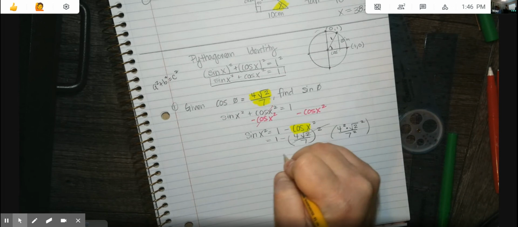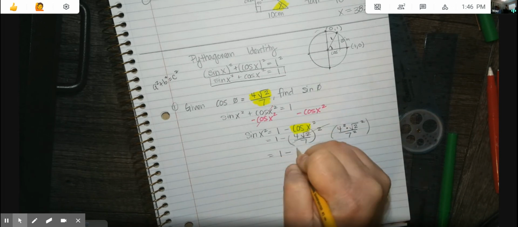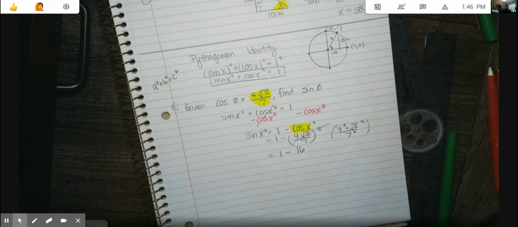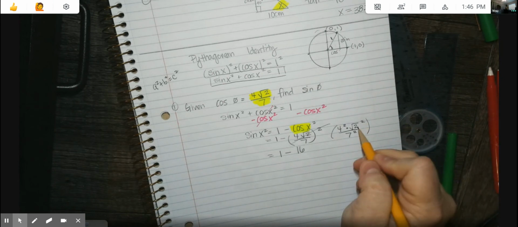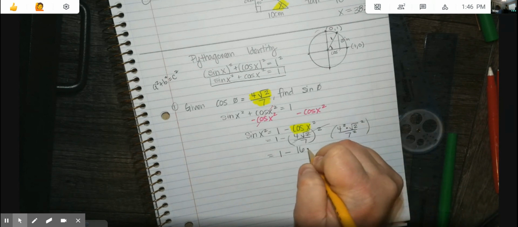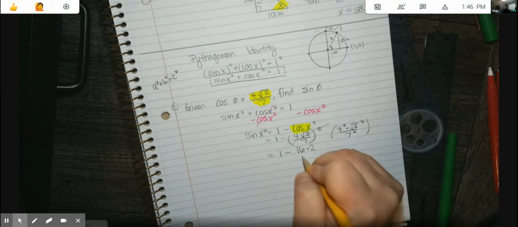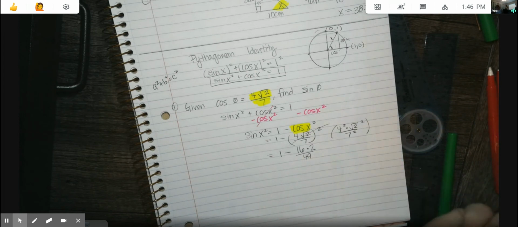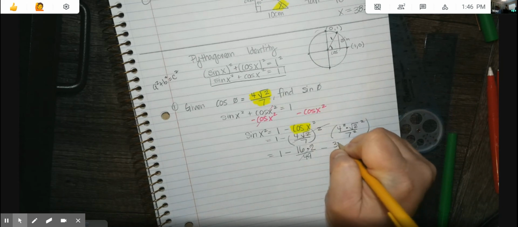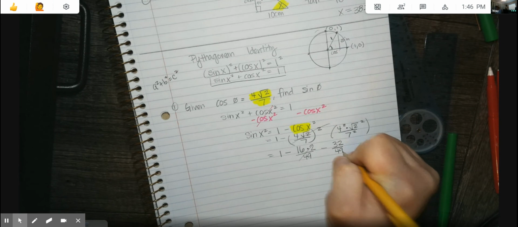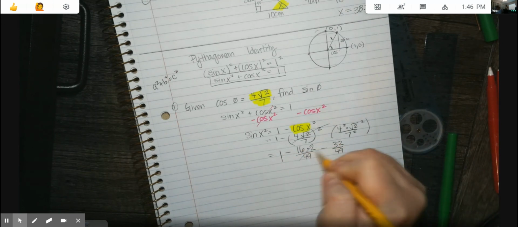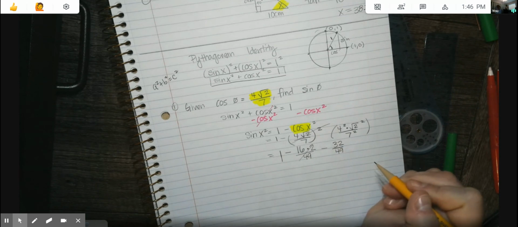4 squared, don't forget we still have our 1. 4 squared is 16. Whenever you square a square root, it just drops the radical. It just takes the whole number underneath the radical. So root 2 squared is just 2. And then 7 squared is obviously 49. 16 times 2 is 32 over 49. Well, now I've got 1 minus 32 over 49.